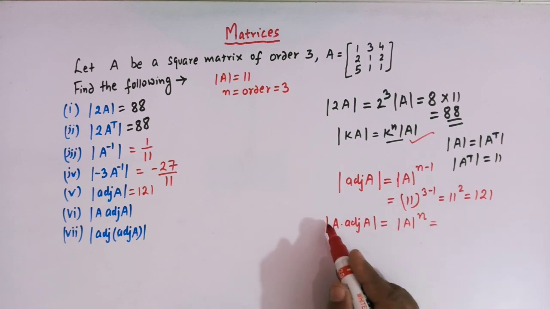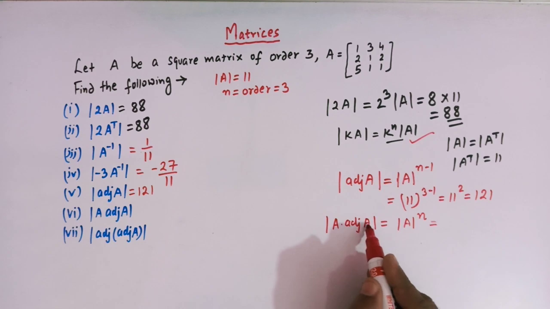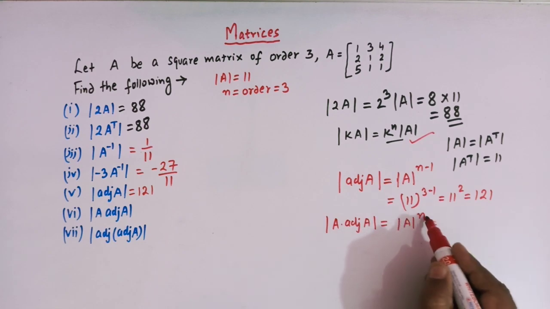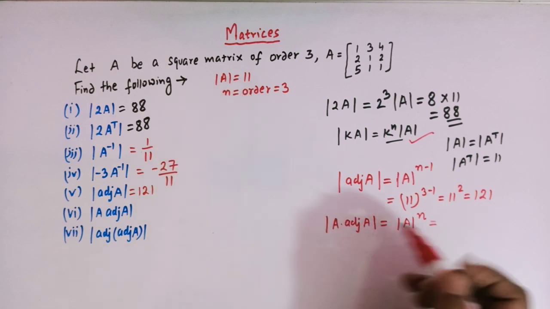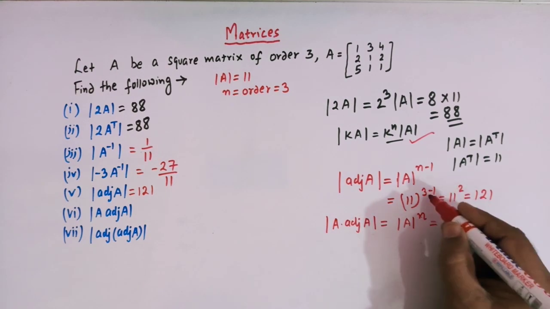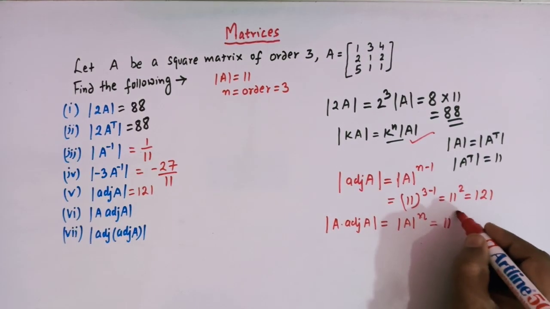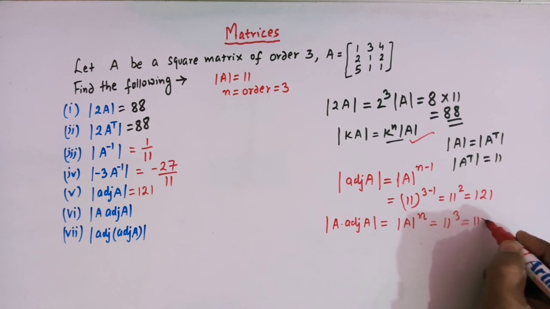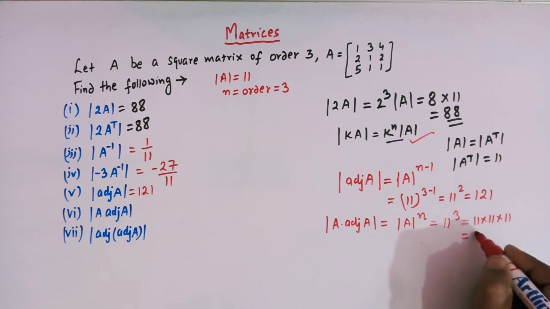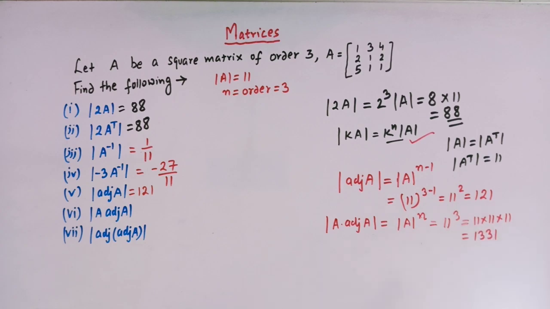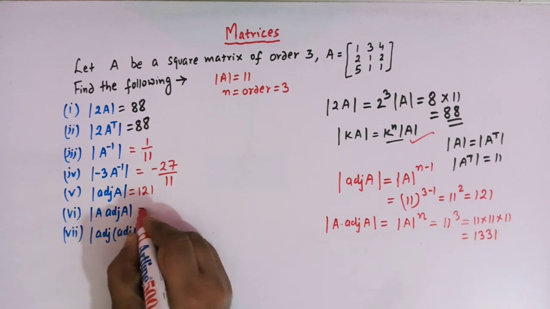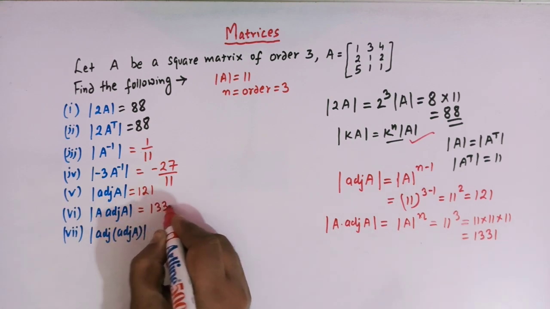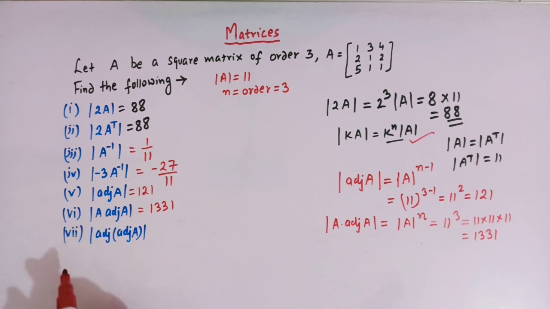In some other videos we'll discuss the detailed method of getting these results. So here we are directly using the given results. The determinant of A times adjoint of A is the determinant of A raised to n, and the determinant of A is 11, and n is the order, so this is 3. So we have here 11 cube, and 11 cube is equal to 1331. So here we can write 1331.